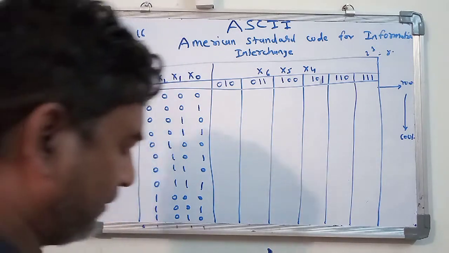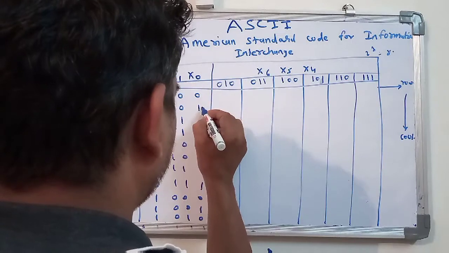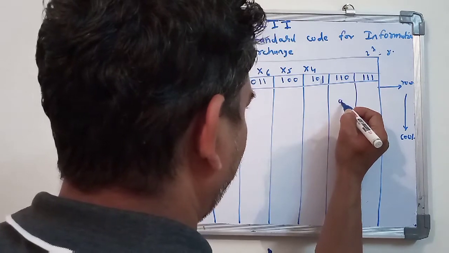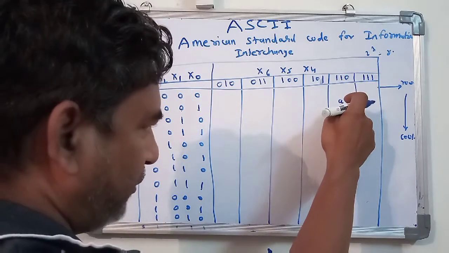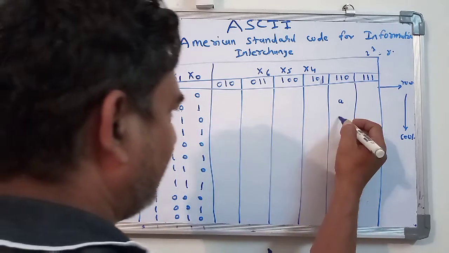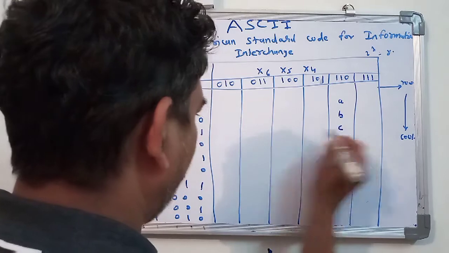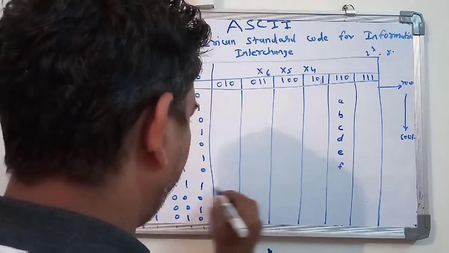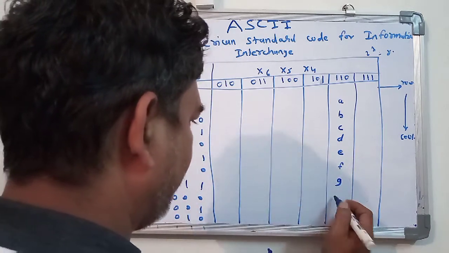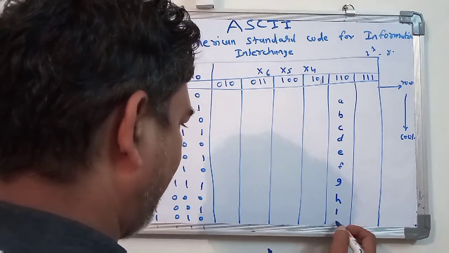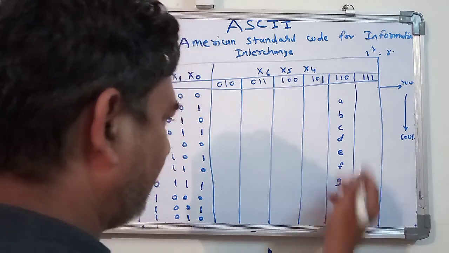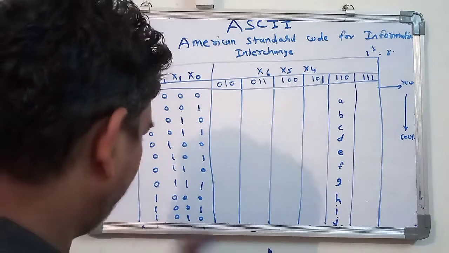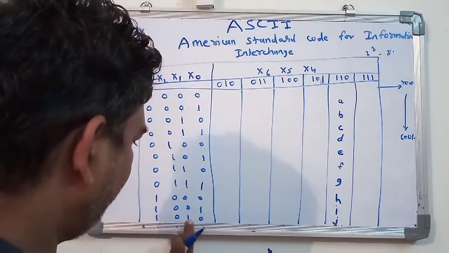So at the end here, where there is 0001, in that particular row you have to write down the small a, and you have to write down the series A, then B, then C, D, E, F, G, H, I and J. These are all the small letters. Okay, up till J, the row 1010.